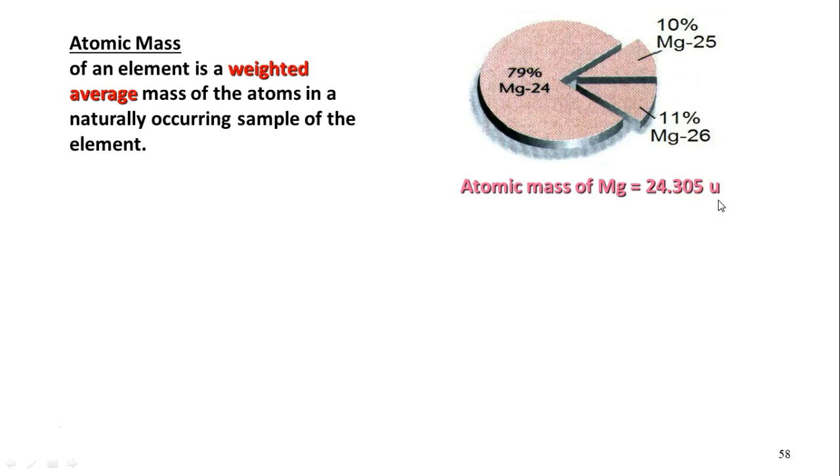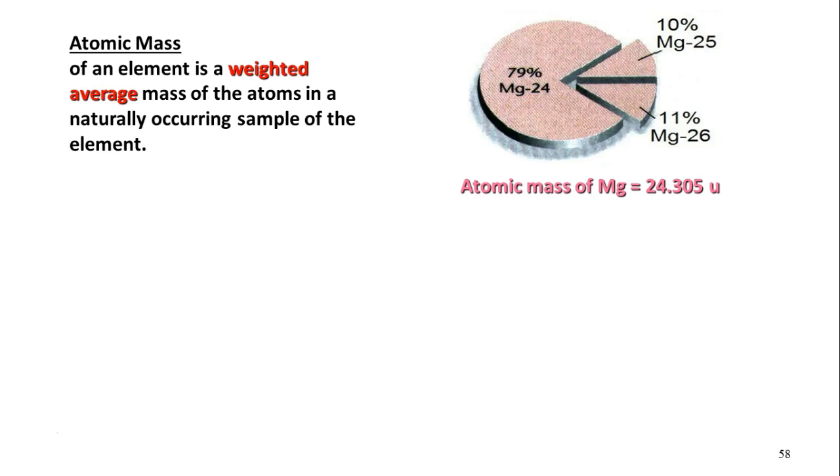So this is what you would find on the periodic table. This is the average of all those isotopes. From now on, you want to say the average atomic mass. If you say average atomic mass to yourself all the time, it'll help you remember. So there's the mass number, and then there's the average atomic mass.